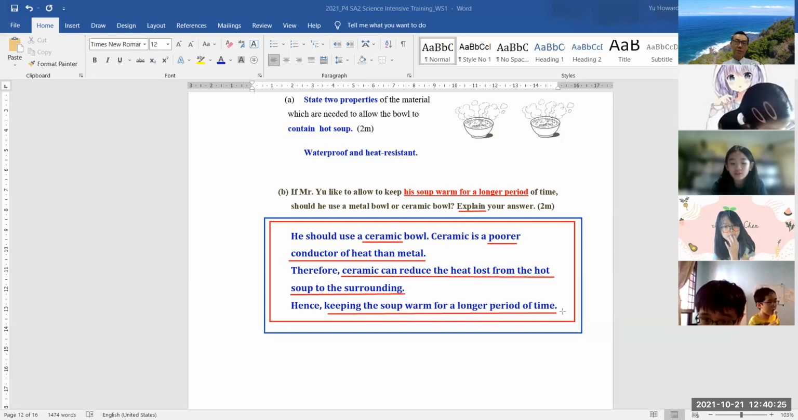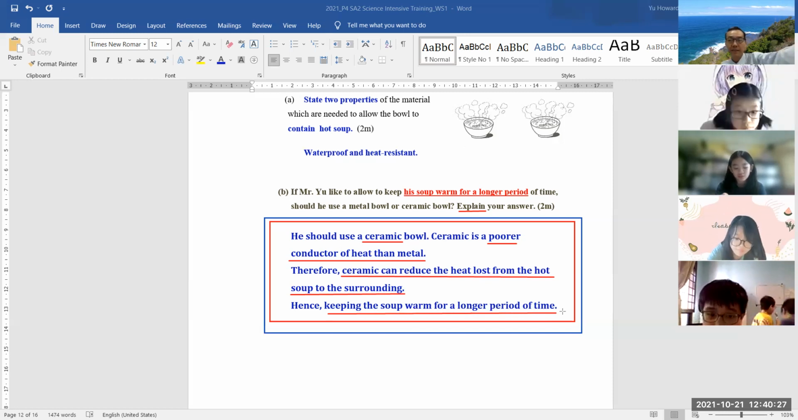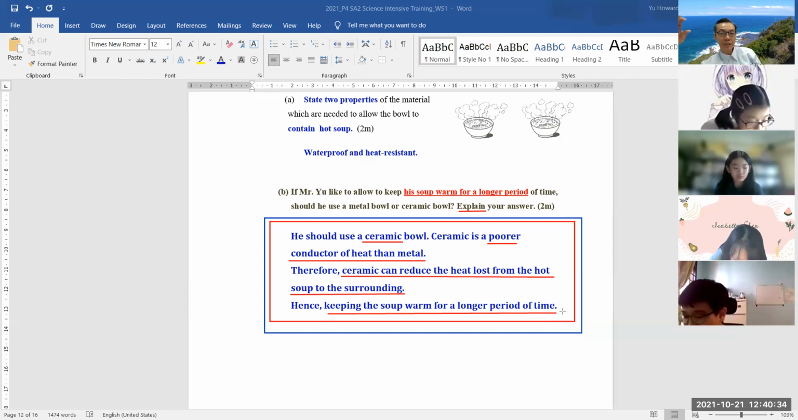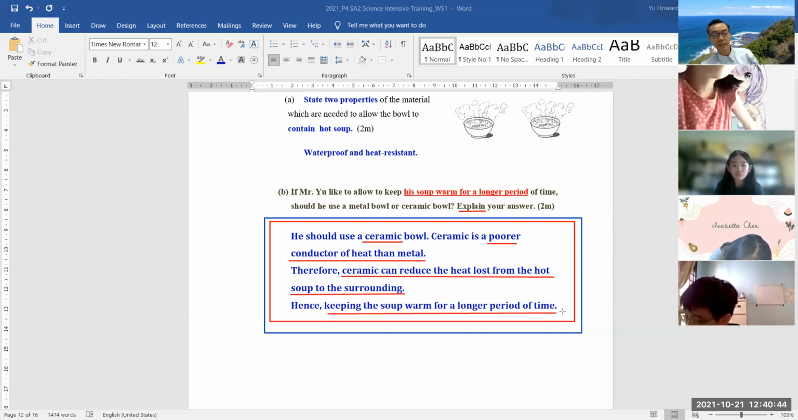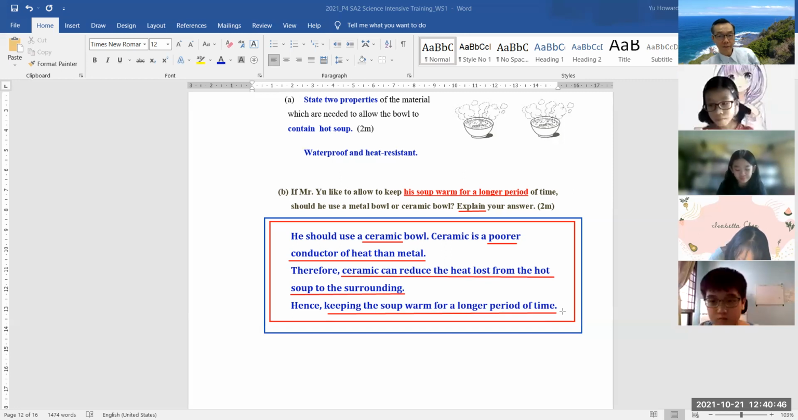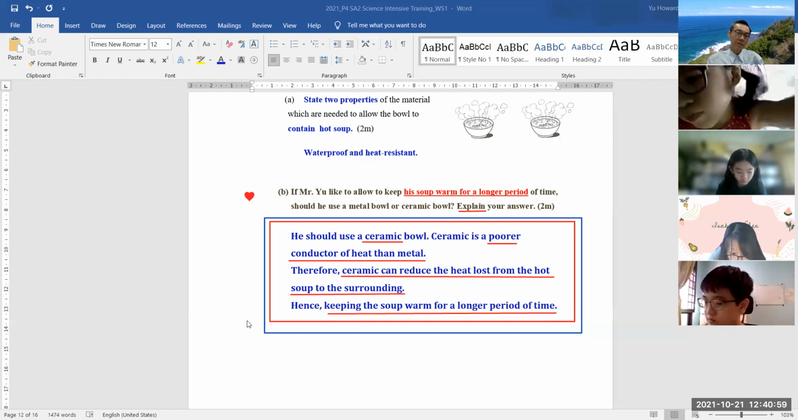So in that scenario, let's say they ask you to cool down something. So you should say use a metal cup because metal is a better conductor of heat. Therefore, metal can increase, instead of reduce, become increase, the heat loss from the hot coffee to the surrounding. Therefore, allowing the hot coffee to cool faster. Okay, so I teach you this method. So you take note of these questions because these are questions commonly tested in P5 and P4, SA2.